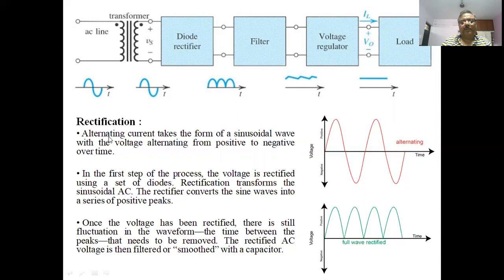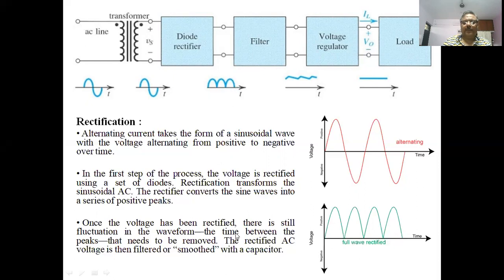We should start with the process of rectification. In rectification, the alternating current takes the form of a sinusoidal wave with the voltage alternating from positive to negative over time. In the first step of the process, the voltage is rectified using a set of diodes. Like I told you, we use two diodes to rectify it. The rectification transforms the sine waves into a series of positive peaks. These are the positive peaks.